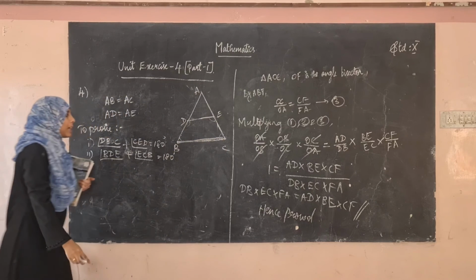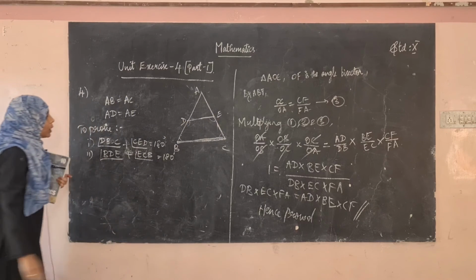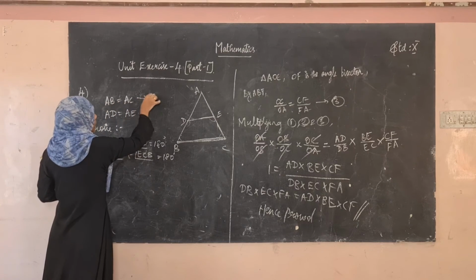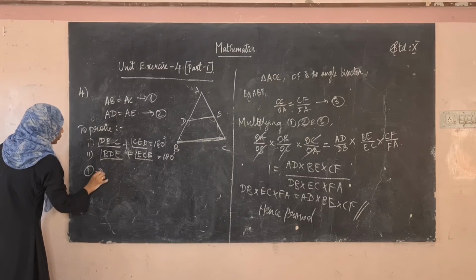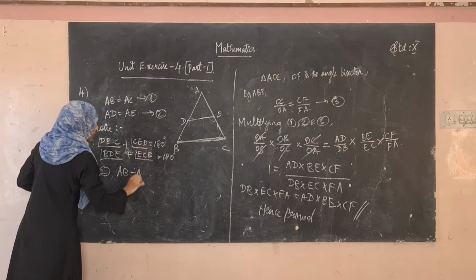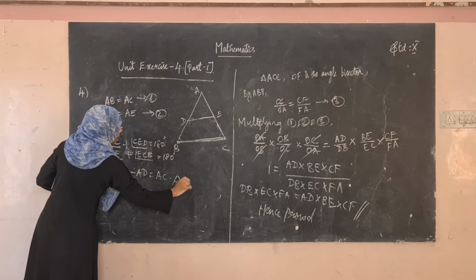So for that we have to prove DB is equal to EC. So see here, what's the condition given here? AB is equal to AC and AD is equal to AE. Keep this as 1 and this as 2. So now take 1 minus 2. What happened to the left hand side? AB minus AD is equal to AC minus AE.